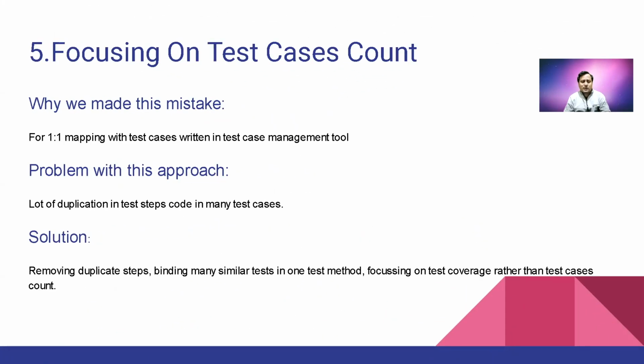Fifth mistake we were making was focusing on test case count rather than test case coverage. The idea behind that was a one-to-one mapping between test cases present in the test automation suite and the test case management tool such as TestRail. The problem with that was a lot of duplication. Test step code was written in many test cases, like login was present in almost every test case. So the solution was that we removed all the duplicate steps, merged multiple test cases into one case, and focused on test case coverage rather than test case count.